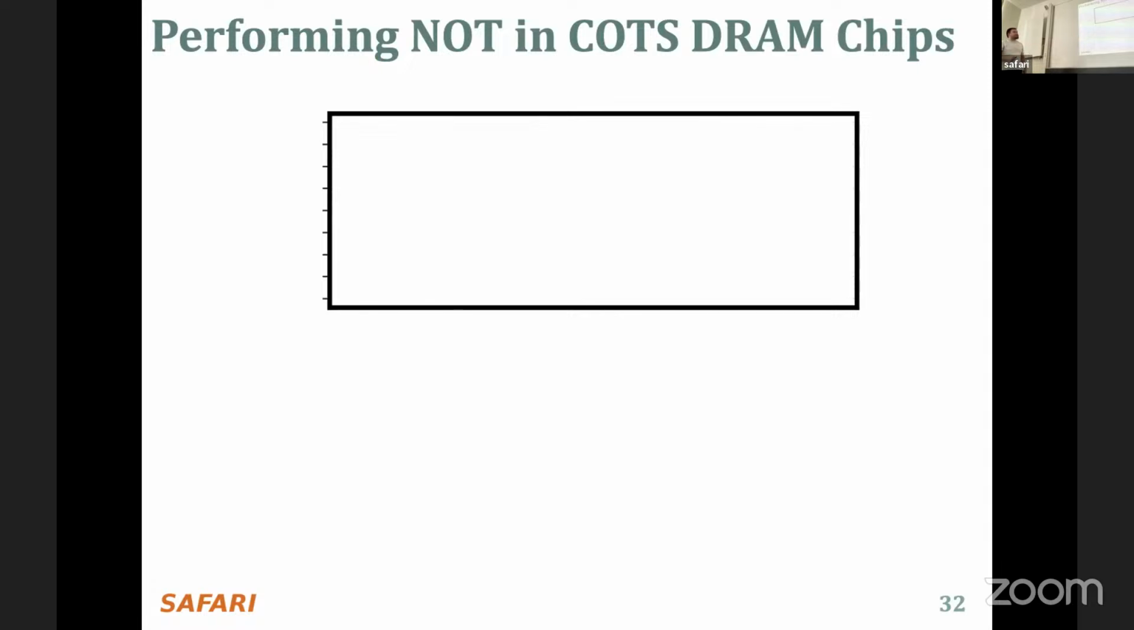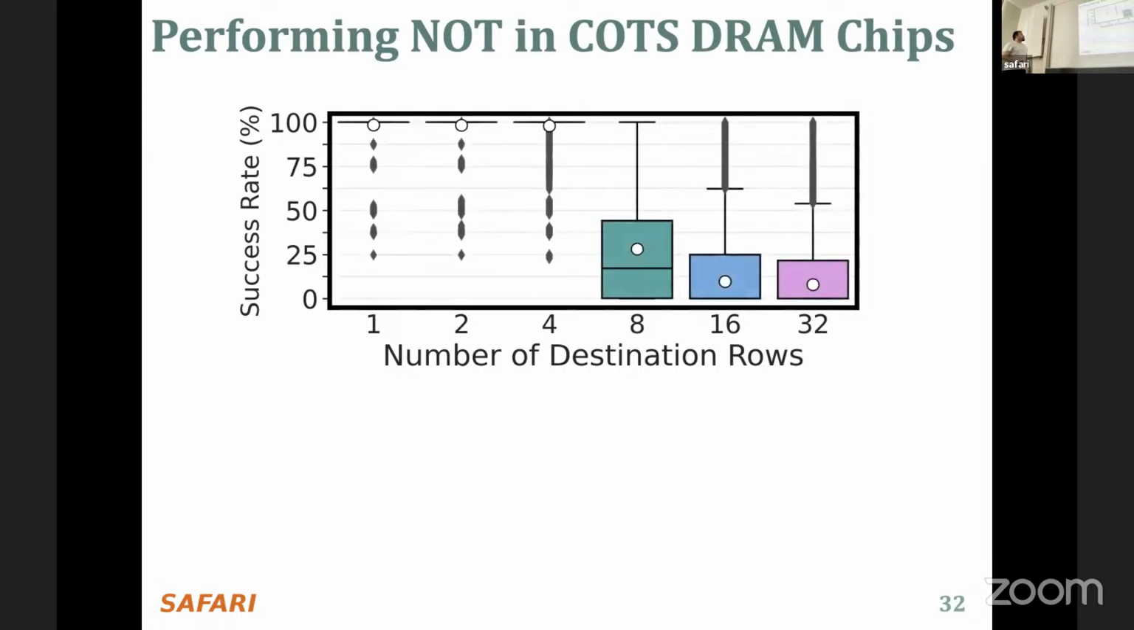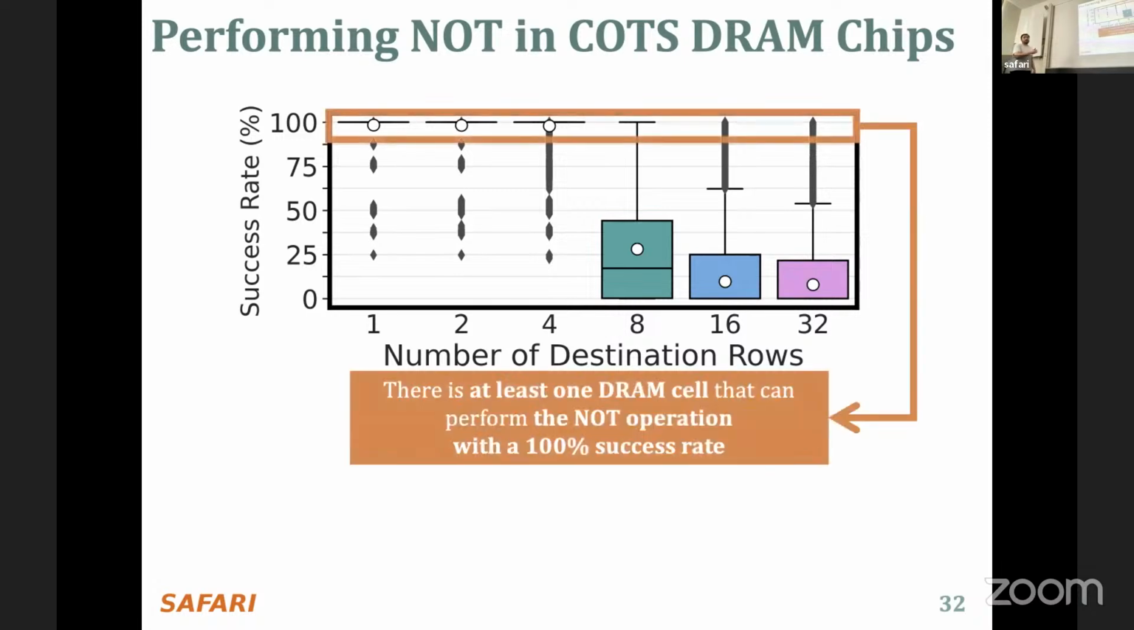Here you see a blank plot. In the x-axis, we have the number of destination rows, which means these are the rows that the source's negated value is written to. And in the y-axis, you see the success rate distribution for every cell. So these are box plots, and in this, let's say, the white circles show the mean, and these are each of the points in the graph.